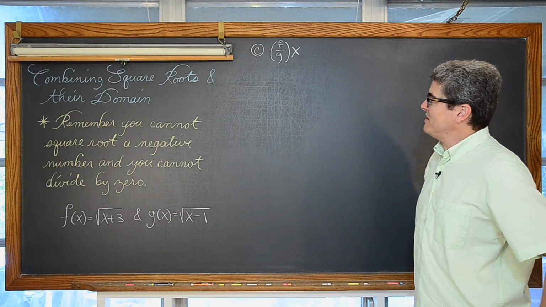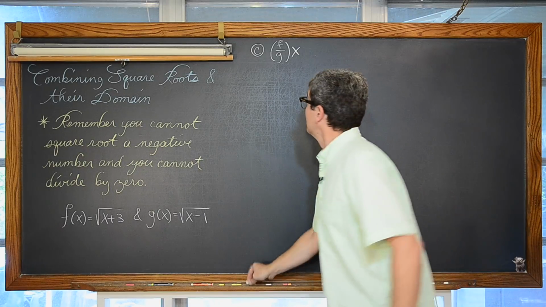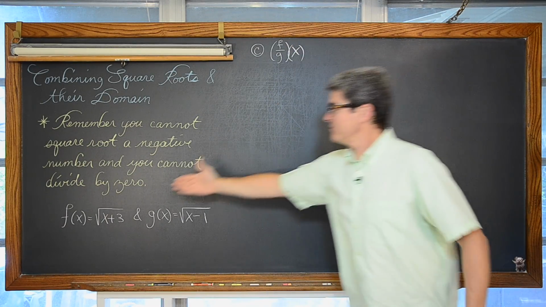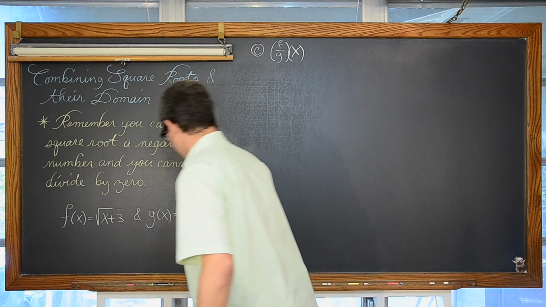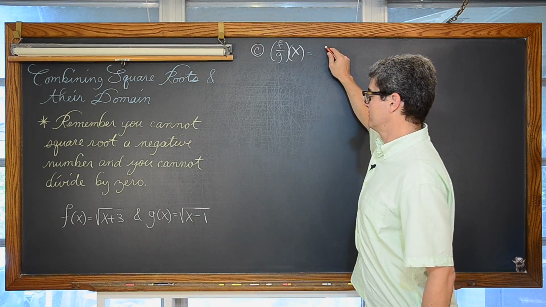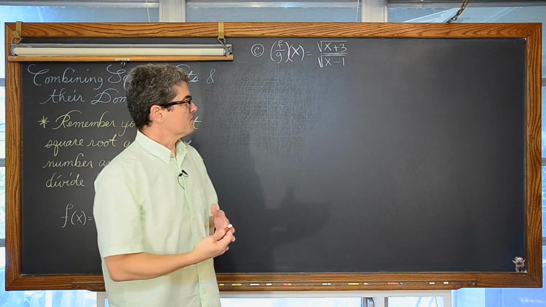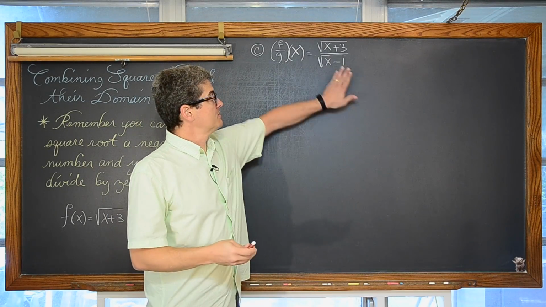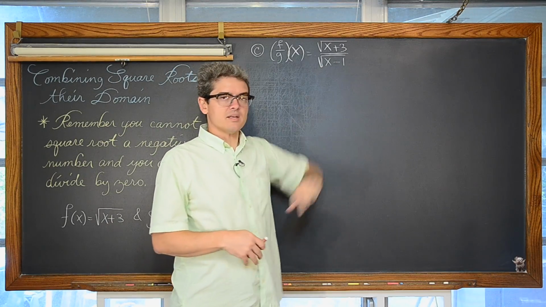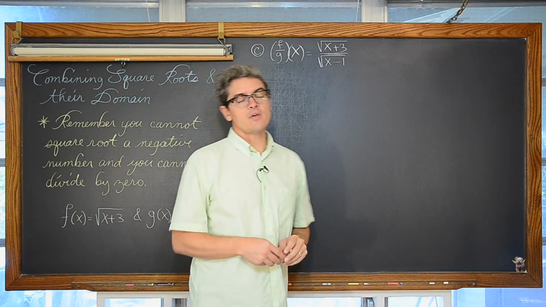So we're going to do the combining of these two functions with division. We have f over g of x, and that just simply means, take function f, square root of x plus 3, and put it over g, which is the square root of x minus 1. Now, we like to always tell our students that we want to never have a square root in the denominator. We want to rationalize that denominator. Multiply the numerator and denominator in this case by the square root of x minus 1.